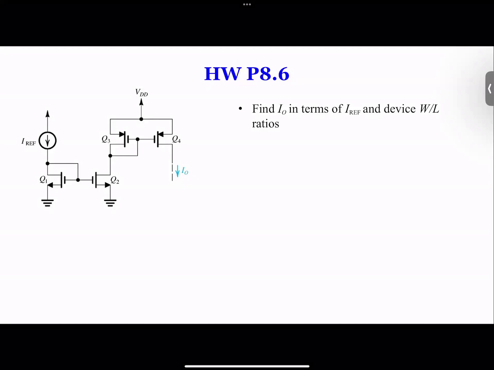Okay, so maybe I'll just quickly show an example. Find IO in terms of IReference and the device W over L. The current mirror often refers to matched devices, but sometimes we might need different amounts of current. In that case, we simply change the W to L ratio of each transistor, therefore we'll have different currents. In this example, if Q1, Q2, Q3, and Q4 are all matched, you would automatically get a current I over here the same as IReference.